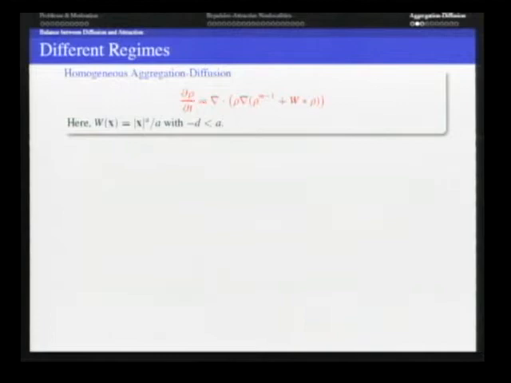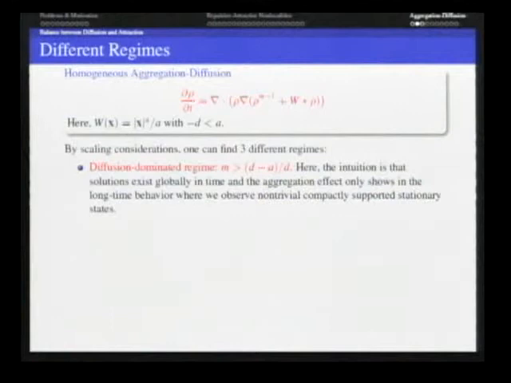So in fact, it's not difficult to check by scaling considerations that you may expect three different regimes. A regime in which the diffusion dominates is when m is larger than that value. And as I said, this comes from simple scalings by dilations, either on the free energy or on the PDE itself. So you can check that if m is larger than that value, d minus a over d, then you may expect this term to dominate. So the diffusion should somehow win. And maybe you have some non-trivial stationary states again.